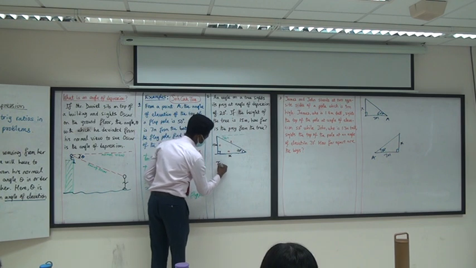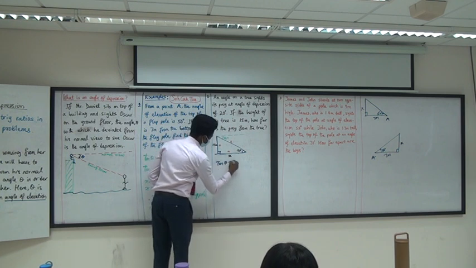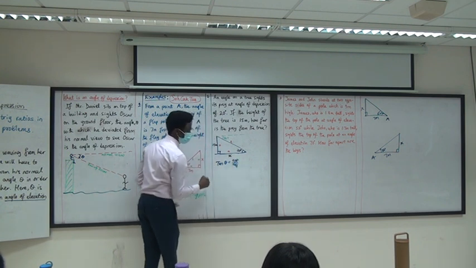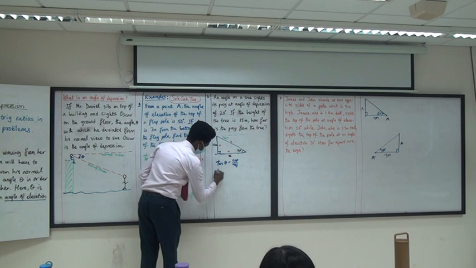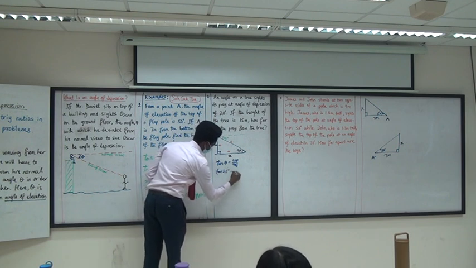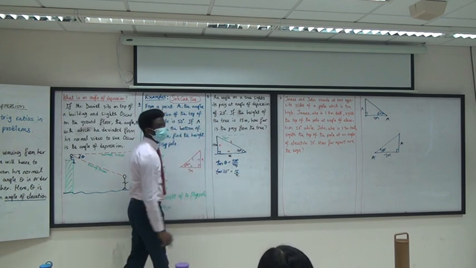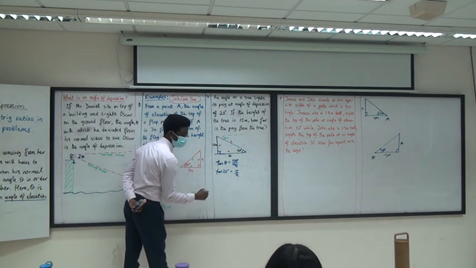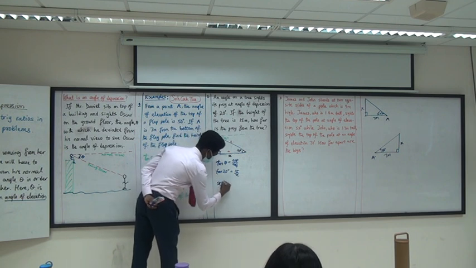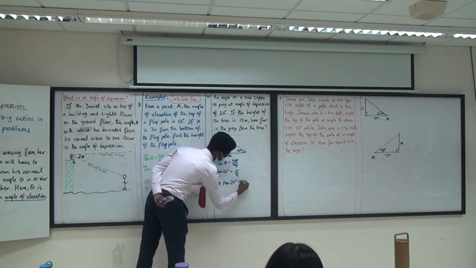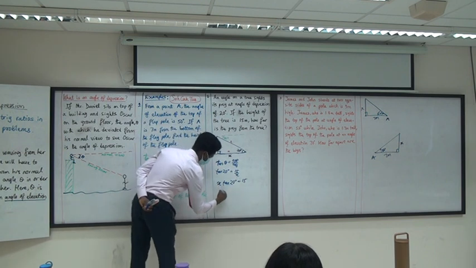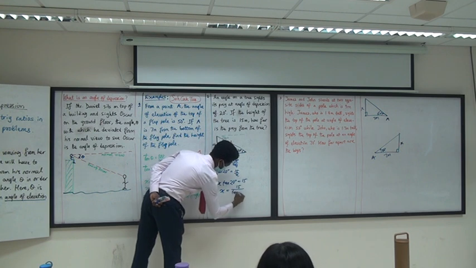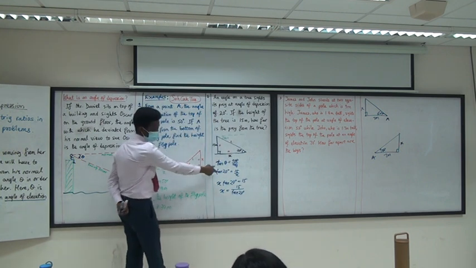So again, tan theta is opposite over adjacent. Tan 20 degrees equals 15 divided by x. Tell me what to write next. X tan 20 equals 15. What do I write? And this is when you press your calculator. Please don't press the calculator before this.